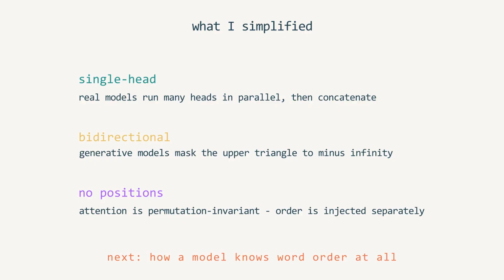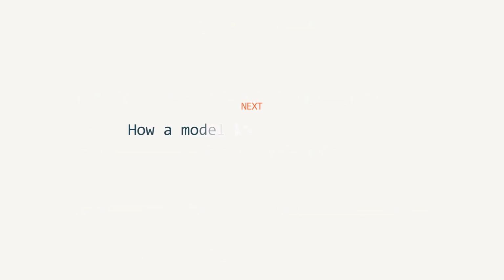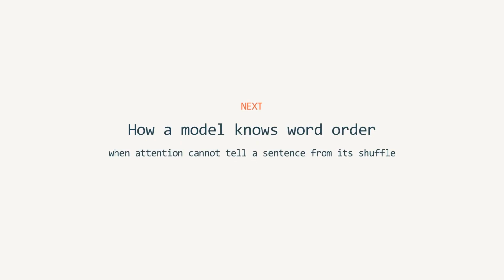And I've said nothing about positional information. On its own, attention is completely permutation invariant, shuffle the words, and the output is the same set of vectors. Word order has to be injected separately, and how that's done is a genuinely interesting problem in itself. That's the next one. Next, how a model knows word order at all, when the mechanism we just built cannot tell a sentence from its own shuffle.